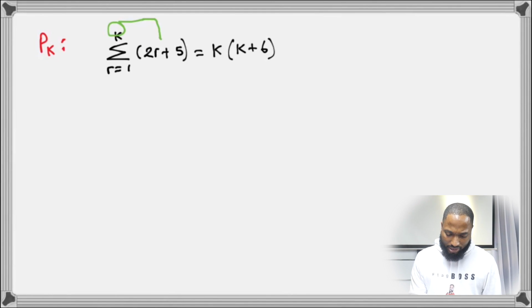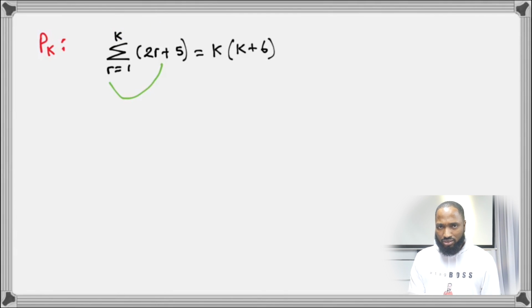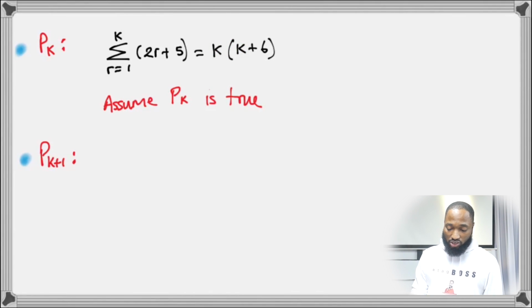Now, a common mistake I see students making is replacing the R with K here in these kind of questions. Leave the R alone. The R ain't doing nobody nothing. The R is just our counter. We're just going when R is 1, R is 2, R is 3. K is the final value. That's where we're stopping at. So K is the important thing. So the N here is what we're really concerned about. That's it. Assume PK is true.